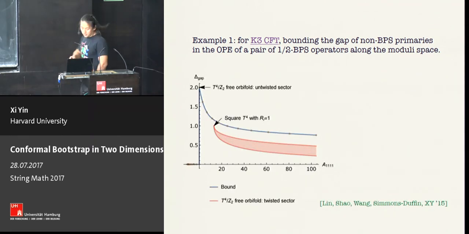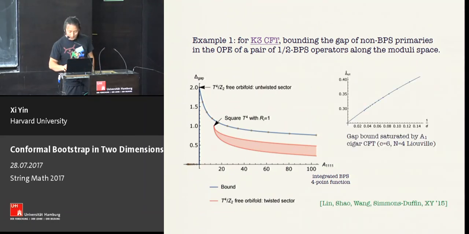So here's an example for the K3 CFT. The horizontal axis is this integral of the BPS 4-point function for a specific BPS operator. And you can put a bound on the gap of non-BPS operators in the OPE. So here it's 0 when this value is less than 0, and it's non-zero over here. There are many interesting physical interpretations of this picture, but I just want to point out one feature of it, which is that this gap actually asymptotes to a quarter numerically.